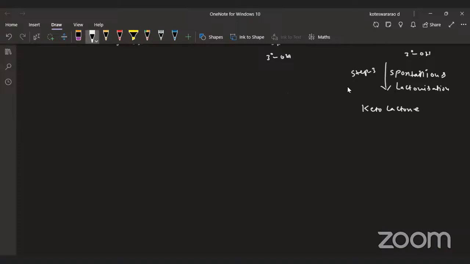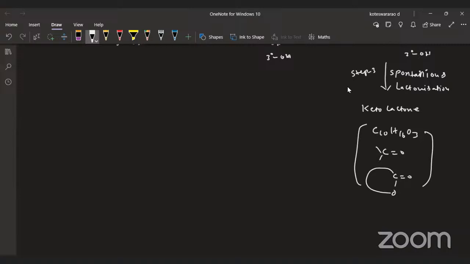This ketolactone, what is the molecular formula? One water molecule is eliminated from that. From the above formula, you remove one water molecule, H2O. Two hydrogens are reduced and one oxygen is reduced. So the molecular formula is C10H16O3. Now, what functional groups are present in it? One keto group and one cyclic ester. These are the functional groups present in this ketolactone.